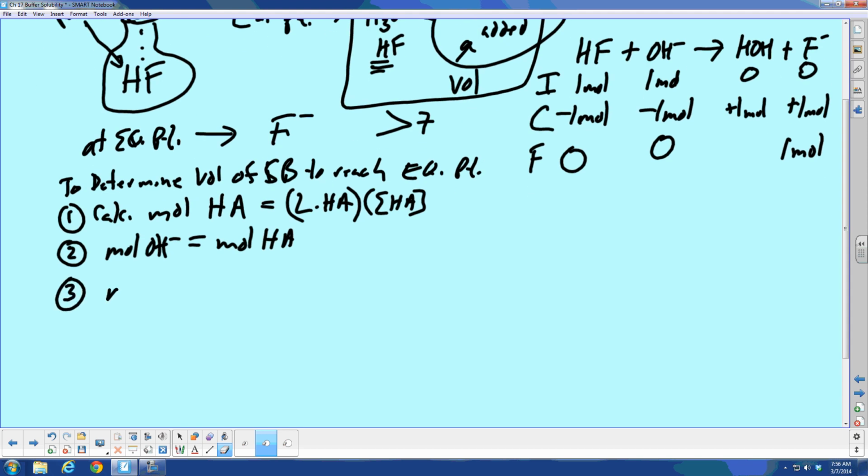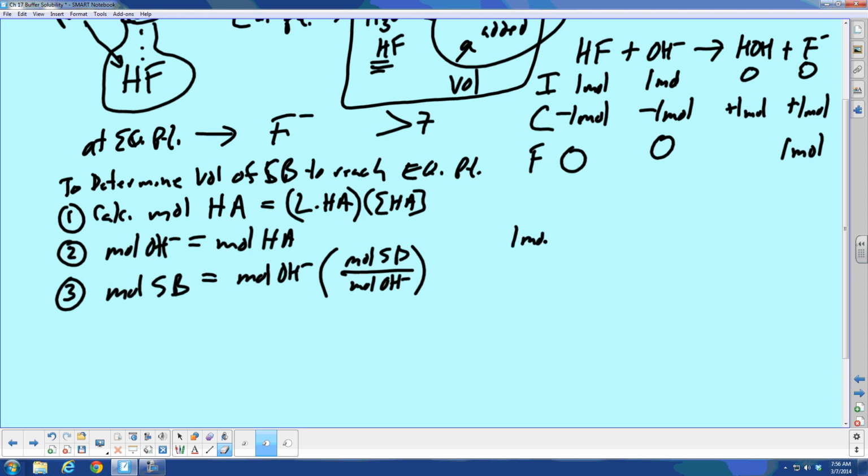We want to make sure that we come up with the moles of my strong base, which is equal to the moles of my hydroxide times the mole ratio between my strong base and hydroxide, right? So I could have moles of strong base per moles of hydroxide. Usually, ladies and gentlemen, this is 1. This is a 1-to-1 ratio, moles of hydroxide to moles of strong base, for things like KOH, NaOH. But why do I tell you this? What if you come up with something like barium hydroxide? Well, then what?